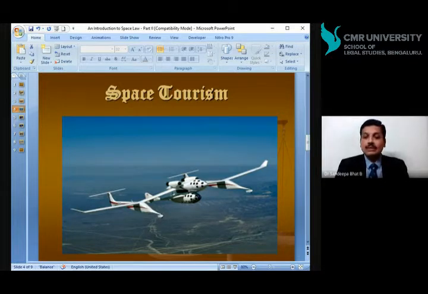But whether the same principle is also applicable to space tourists, who don't go to outer space to do anything for the common good but for their own personal enjoyment, is really a debatable issue. So these are the questions which need to be pondered upon before we actually go for more and more space tourism activities.